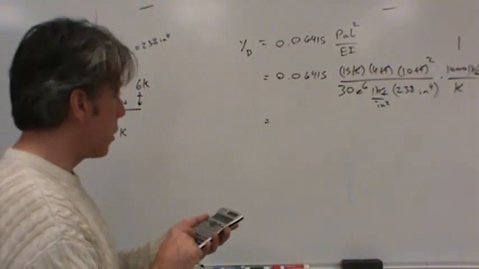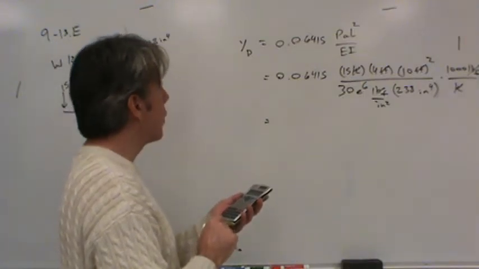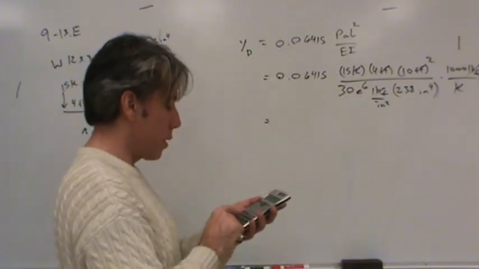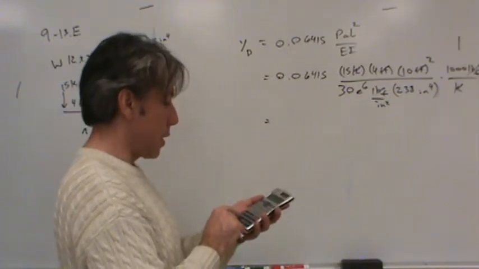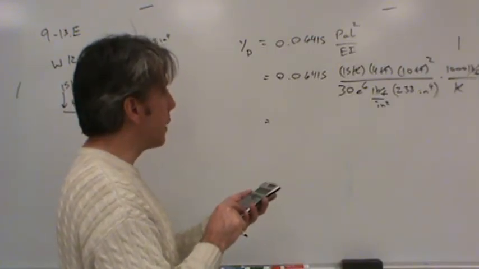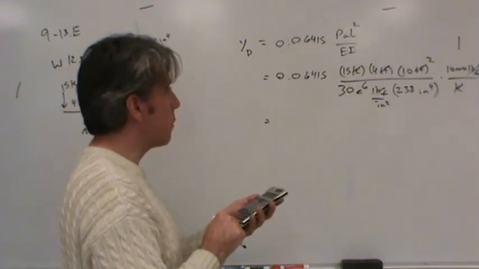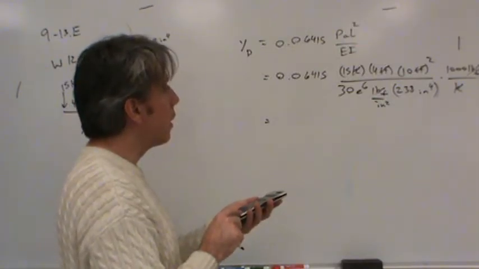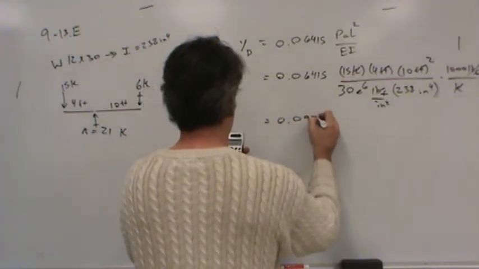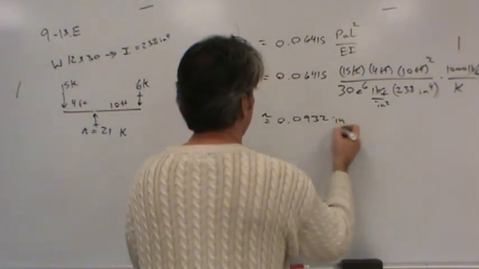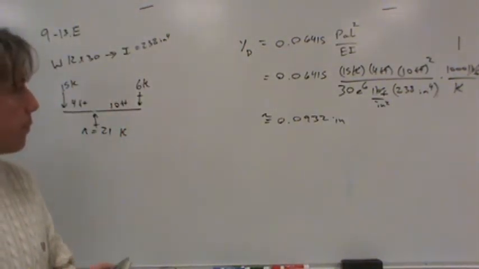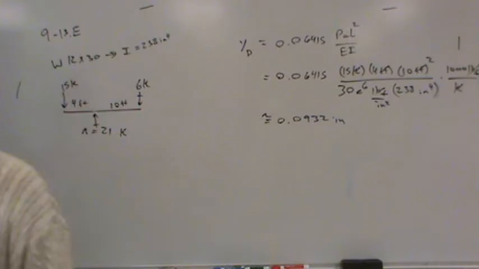I'll just take the numerator all the way across. 0.06415 times 15 times 4 times 100 times 1,000 times 12 cubed divided by 36 divided by 238. And that's everything. So equals 0.932 approximately inches. I rounded up because the next number was 1.5. So that would be the maximum deflection.